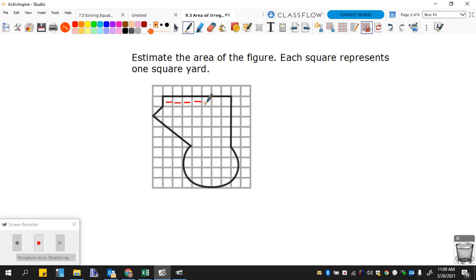It's going to take a minute, but we're going 1, 2, 3, 4, 5, 6, 7, 8, 9, 10, 11, 12, 13, 14, 15, 16, 17, 18, 19, 20, 21. You notice that we're not counting the partial squares right now. We're just counting the whole ones. Okay, 22 through 40, 41, 42, 43, 44. So we have 44 whole squares, okay?